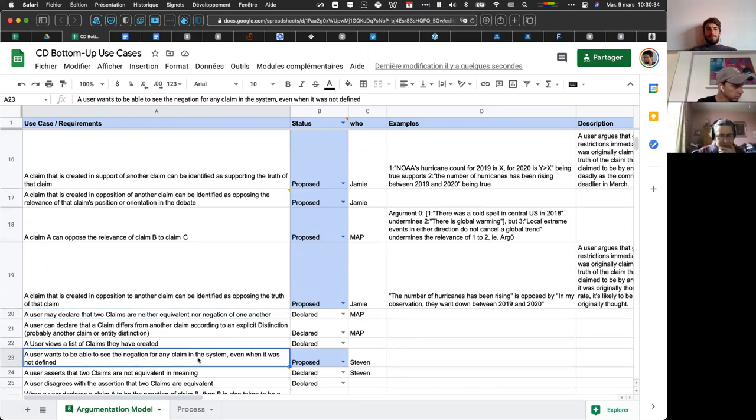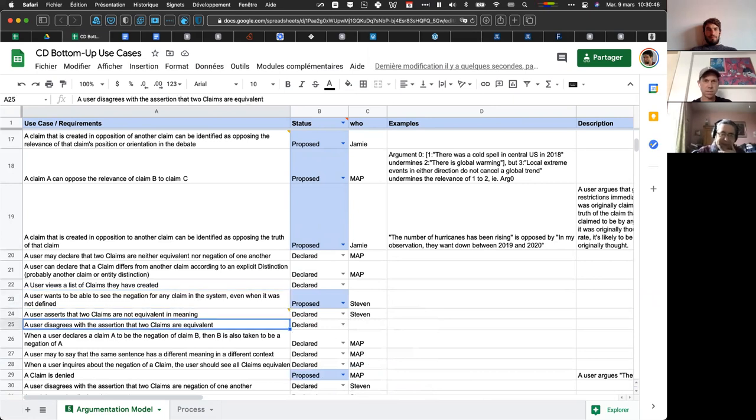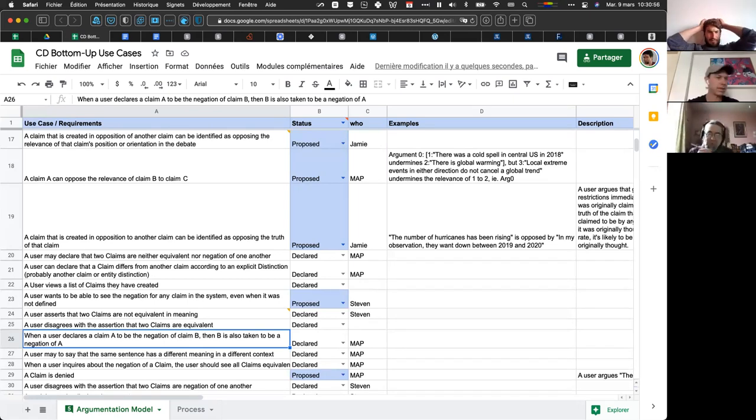The user wants to be able to see the negation for any claim in the system, even when it was not defined. No, I don't think this is the kind of example we're doing. That's a usability or user interface thing. Yeah. So mark that one as skipping for now. Just change the status to declared there then.